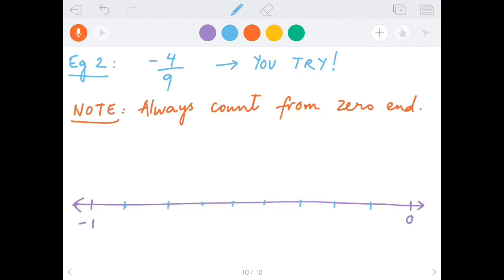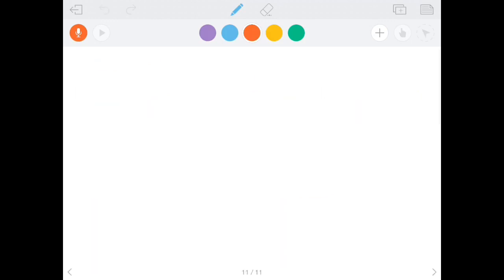And then circle the fourth part. So let us try and find the fourth part. There we go, we found the fourth part. Let us circle that fourth part, and that becomes minus 4 by 9. So this is how you could represent both positive and negative rational numbers that are less than 1.